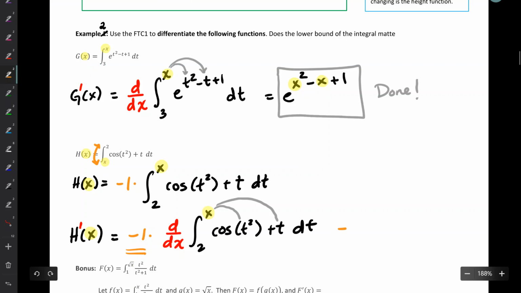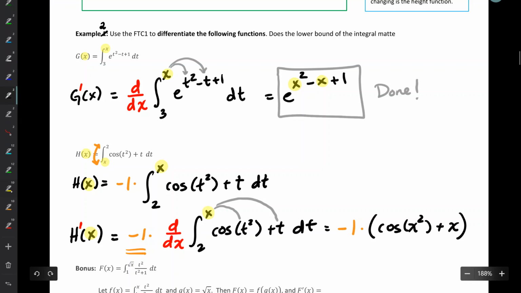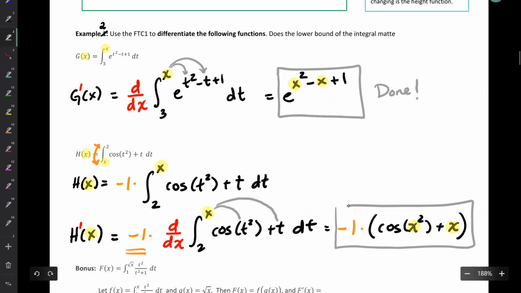We've got -1 times cosine of x squared plus x. You can go ahead and distribute that negative. I'm going to just leave it like that because I'm writing a little big. Okay?